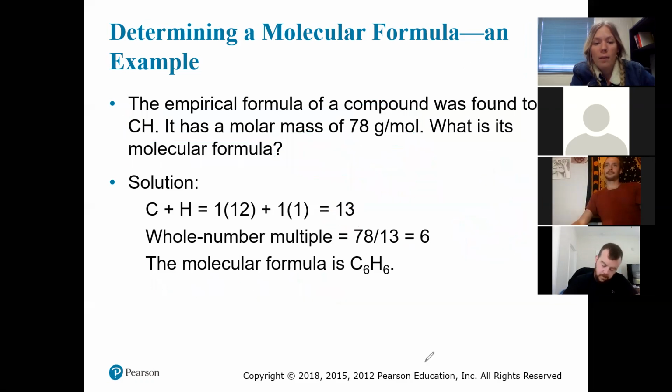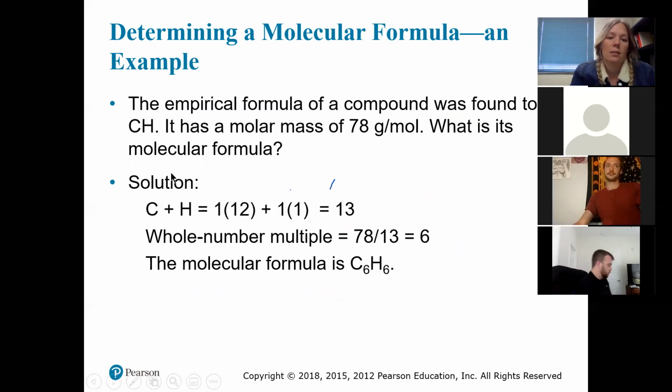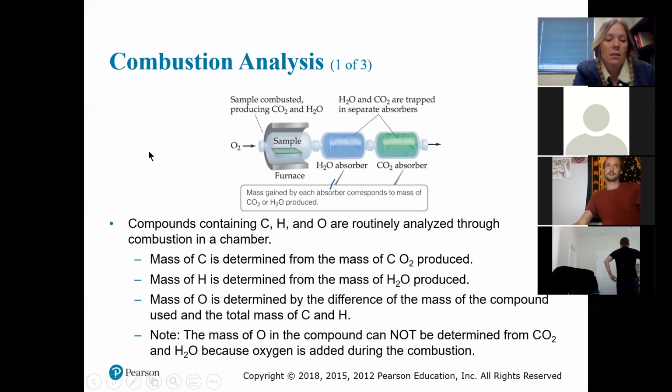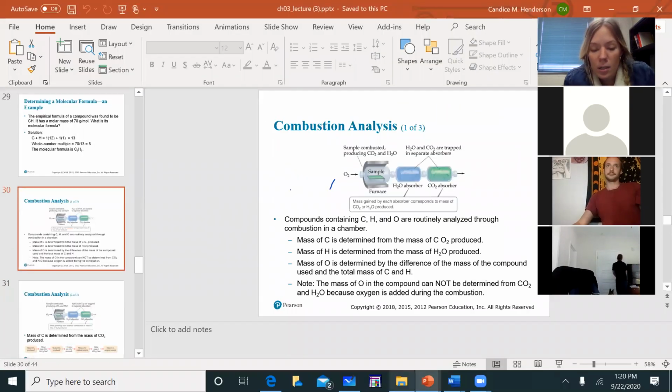Okay, let's do a couple of these. If I can ever escape my slides. We don't want to do combustion analysis just yet.